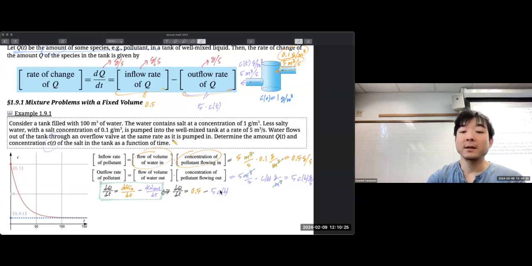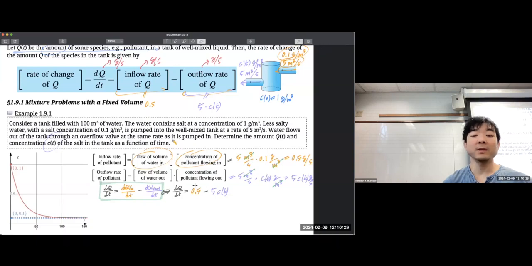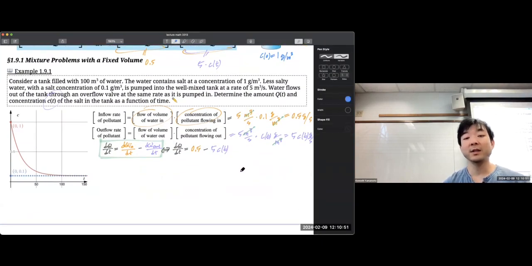Now, we want to solve for Q of T, but we have both Q of T and C of T in the equation at the same time. I would want to have only one unknown, not two. But C of T is concentration, and concentration is a mass over volume.